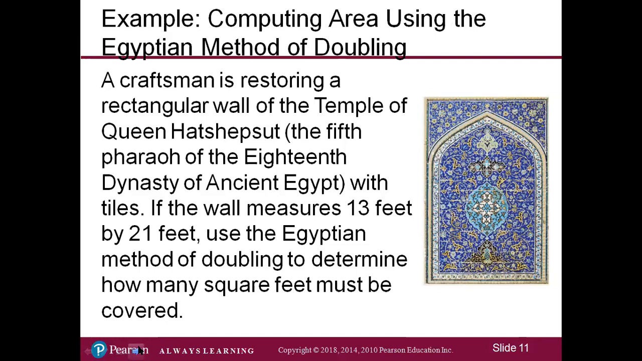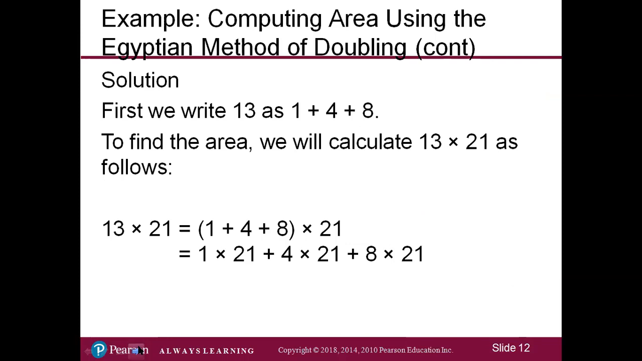Computing area using the Egyptian method of doubling. A craftsman is restoring a rectangular wall of the temple of Queen Hatshepsut, the 5th pharaoh of the 18th dynasty of ancient Egypt, with tiles. If the wall measures 13 feet by 21 feet, use the Egyptian method of doubling to determine how many square feet must be covered. Solution.